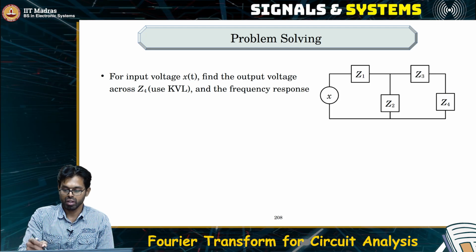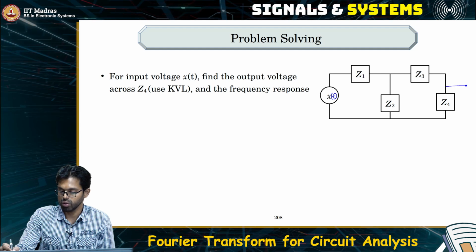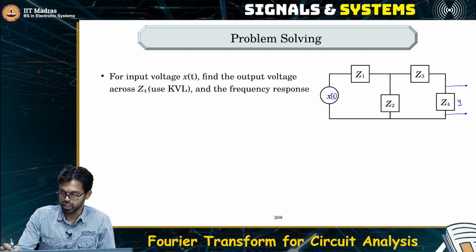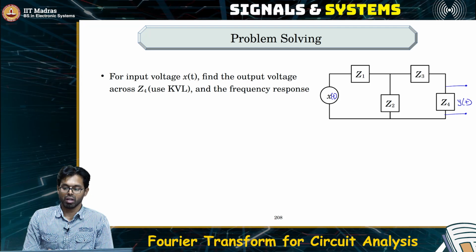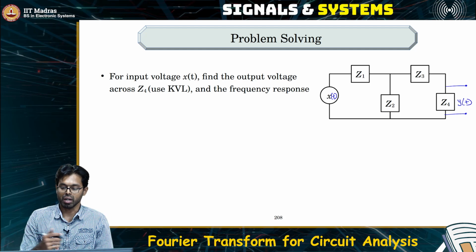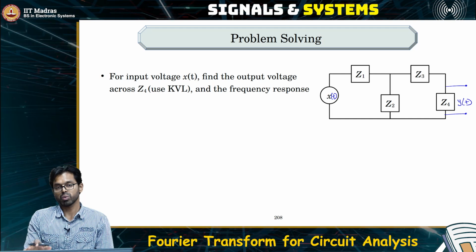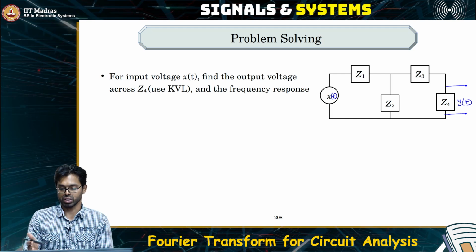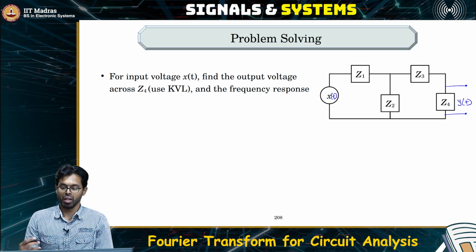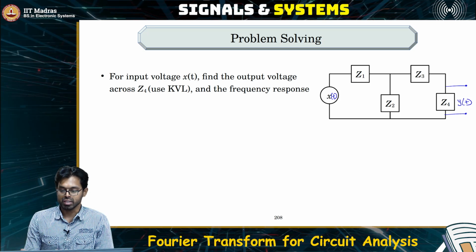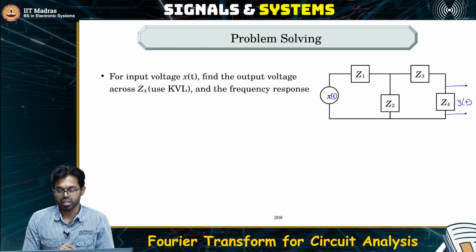Now, if there is an input here, x of t, and let us say I want to find the voltage across this impedance, this is y of t. How do I compute this? If you assume this as an arbitrary impedance, the analysis is simpler in the frequency domain. In the time domain, you will have to go through a lot of integral and differential equations. In the frequency domain, it is very easy. So, let us solve this first.